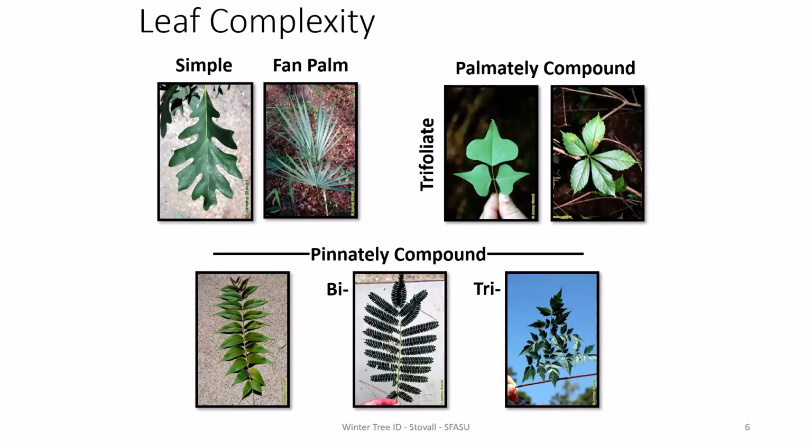One very helpful thing in tree ID is defining whether the tree is compound or simple in terms of its leaf complexity, and then whether it's opposite, alternate, or whorled in terms of its leaf arrangement. So here's a simple leaf, a white oak leaf right here. That blade of that leaf, that's the whole leaf. All these other photos are of compound leaves, where you see a palmately compound Virginia creeper vine right here, where all 5 of these are leaflets that make up one leaf. Here on black walnut, all those leaflets make up one leaf.